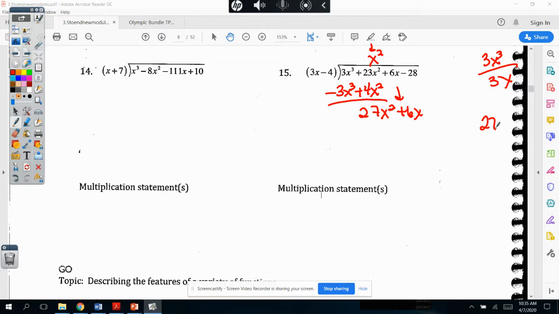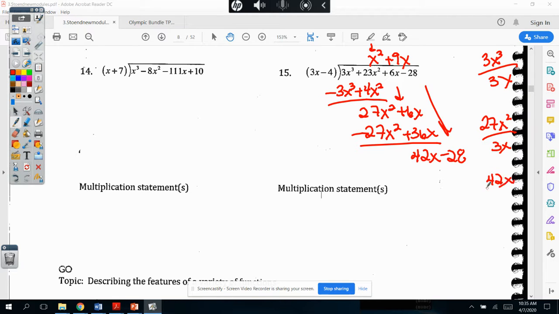3x go into 27x squared. It's 9x times 27x squared minus 36x. Change a sign, change a sign. That's a 42x. Drop down your minus 28. 42x divided by 3x. It's 14 times. That's 42x, and this is 56 minus 56. Be bad to make a sign mistake there. Change a sign, and my remainder is 28.